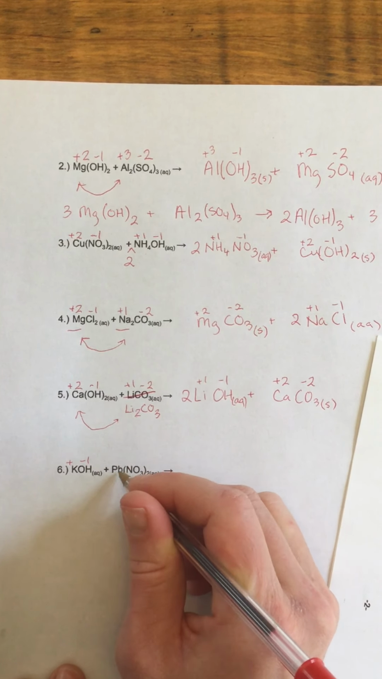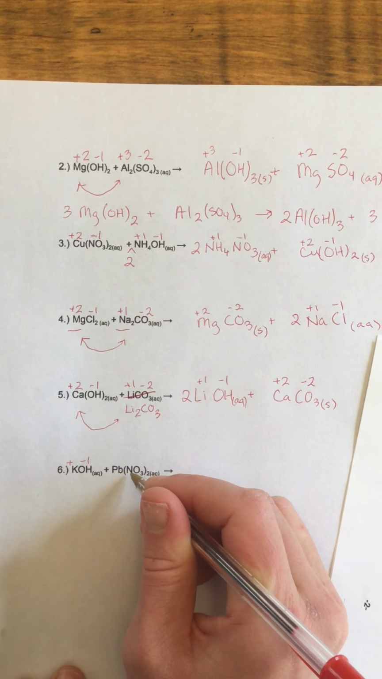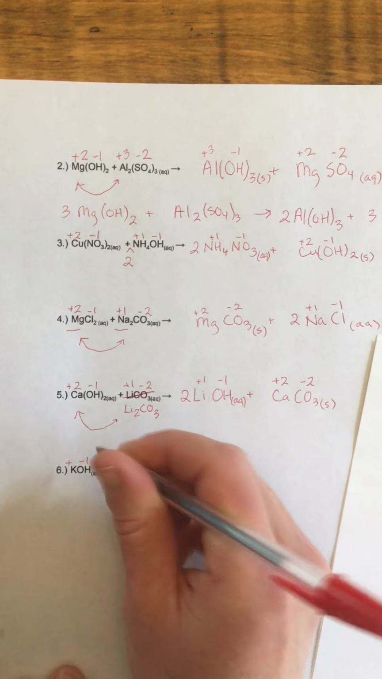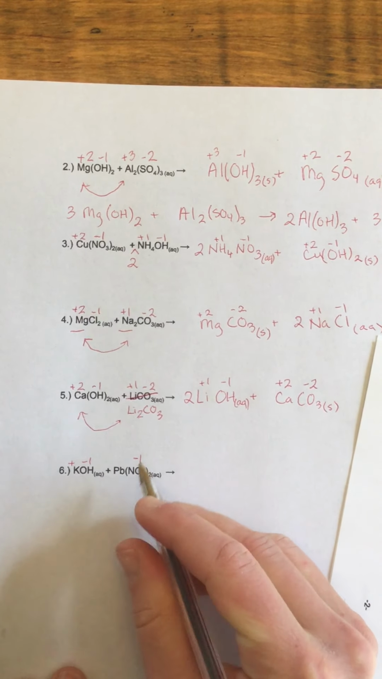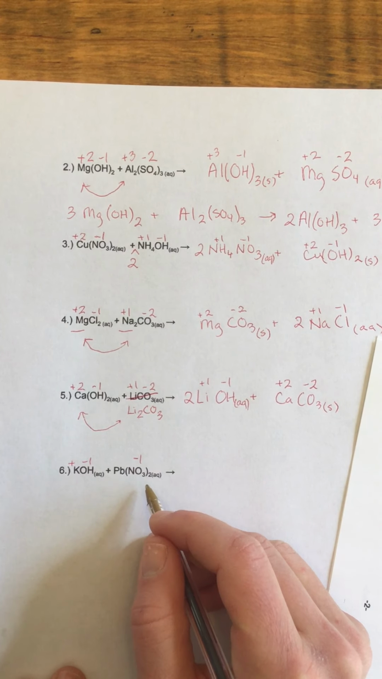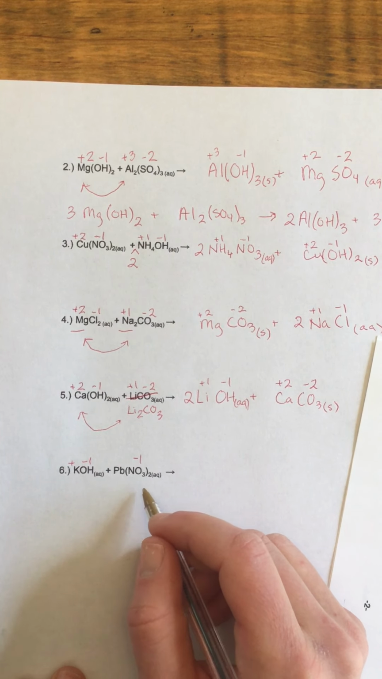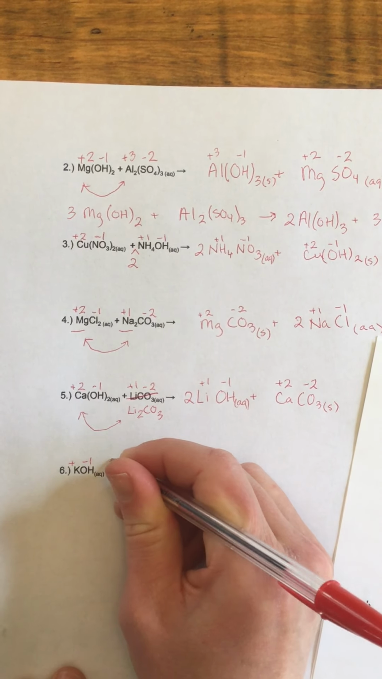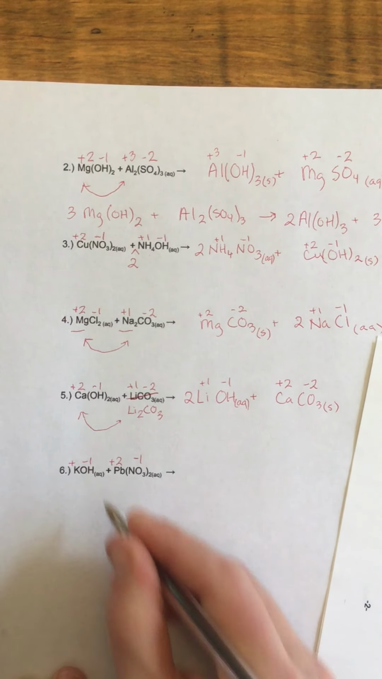Here, lead is an example of a transition metal, so we have to figure out its charge based on what it's with, nitrate. Nitrate has a -1 charge, but if we have 2 nitrate groups, that would be a charge of -2. If there's only one lead, the one lead would have to be +2.